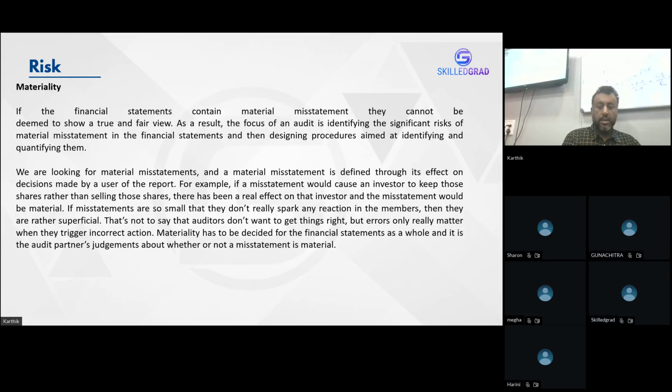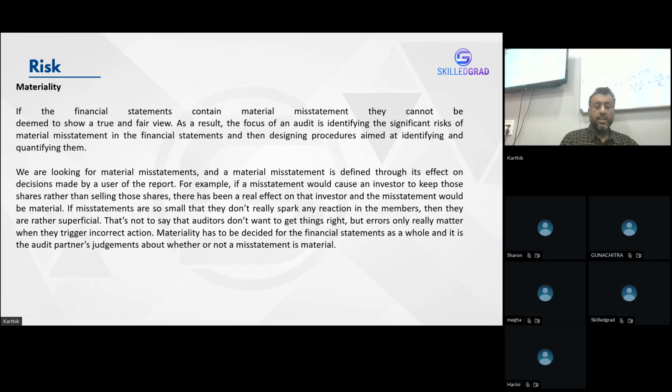Again, the same thing is coming. Read that example which I told you. If the material misstatement would cause an investor to keep the shares rather than selling those shares, then there has been a real effect. That is material, which I told you. If the misstatement is too small, then you can ignore it. But if a small thing becomes a big thing, it is material. That they also say. Okay.